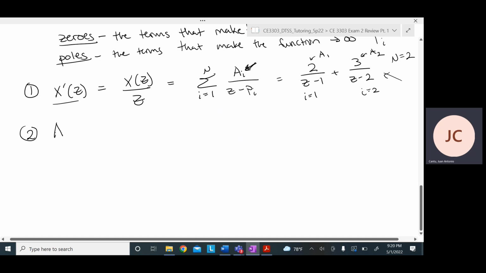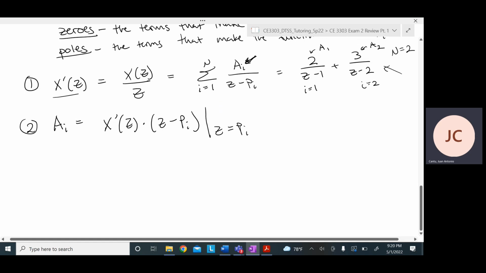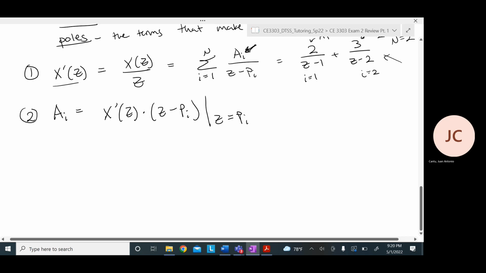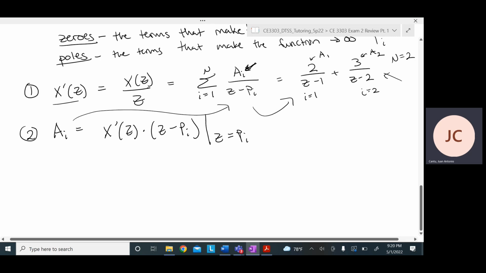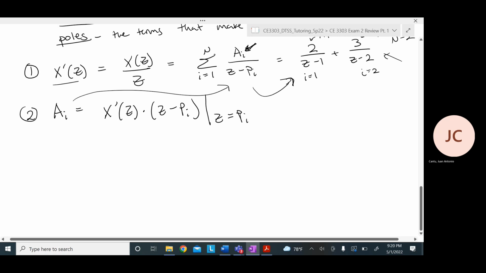To find our a sub i, a sub i is equal to x prime of z times z minus our pole sub i, and we evaluate this function at z equal to that pole. This will get us our a sub i. Once we find all of these a sub i's, we can determine this equation and get it into something more tangible, such as the example I showed you. And once we do that, we'll revert back to our x of z.